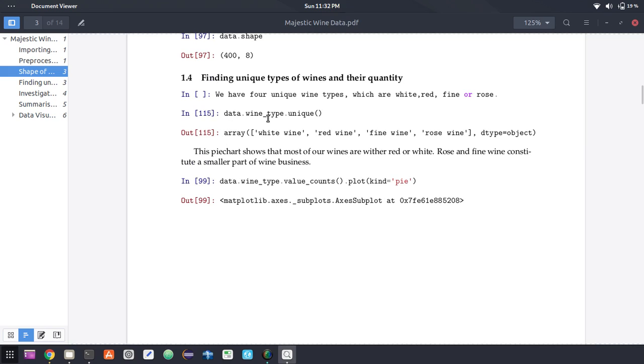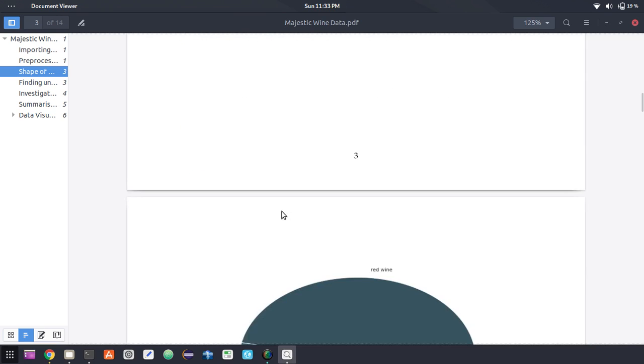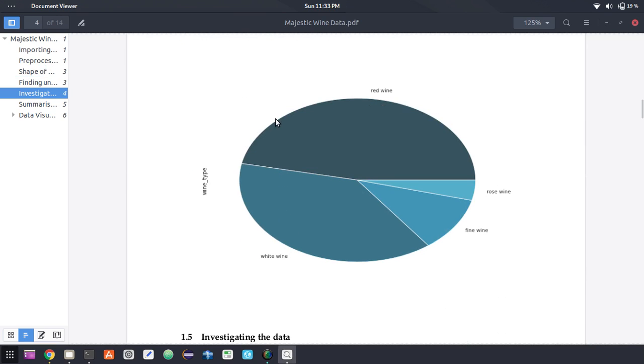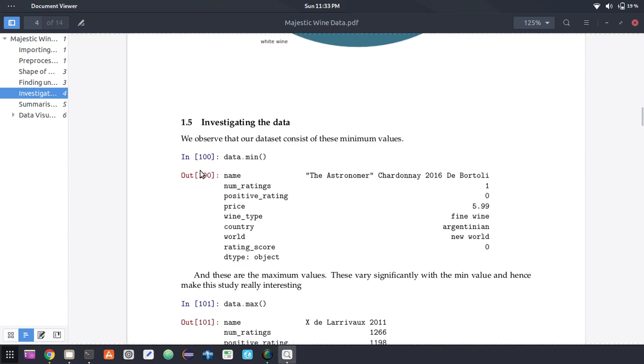So firstly, this is a code for finding different unique wine types. This is white, red, fine, and rose. These are the 4 types of wine we are dealing with. And then this is a pie chart of all the 4 types. So here we can see that red wine and white wine constitute the major wines, and then fine wine and rose wine are not that much. Their numbers are very few comparatively.